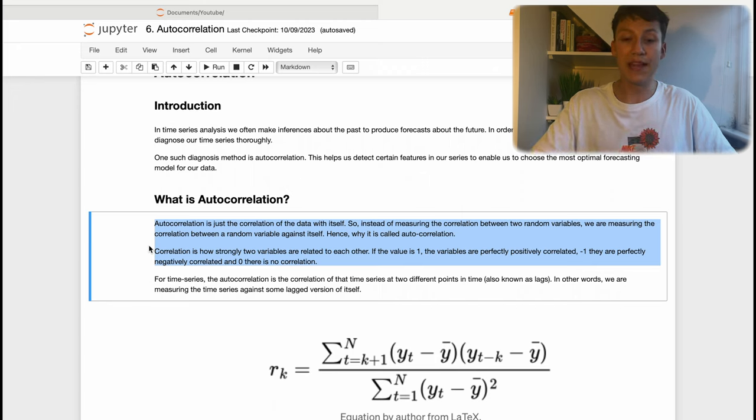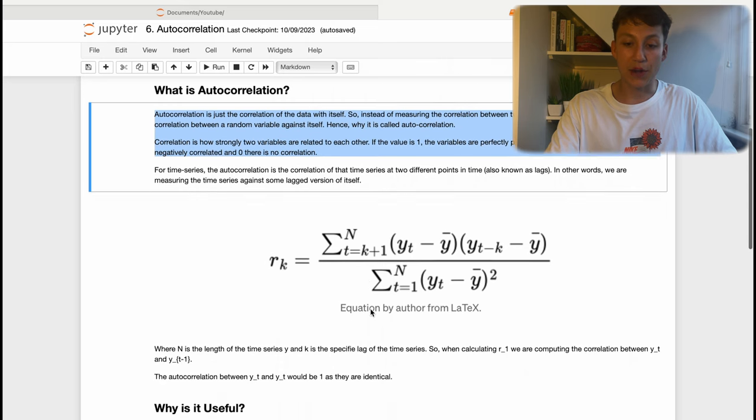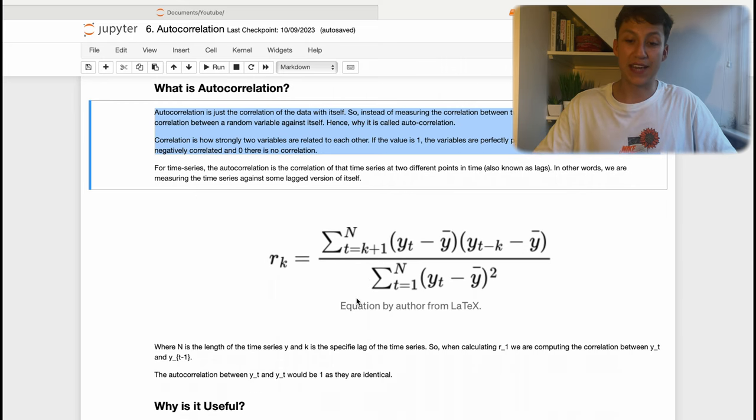Now, in the case of autocorrelation, all we're doing is measuring the correlation of a time series with itself at different lags. And by lags, I'm talking about different points in time. So here's the equation for it. Don't worry too much about it, but all it's saying is that we're summing up the correlation of the time series at multiple lags, which in this case is k, where n is the number of time series points we have, and t is the time.